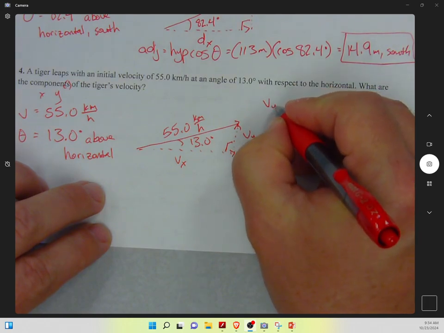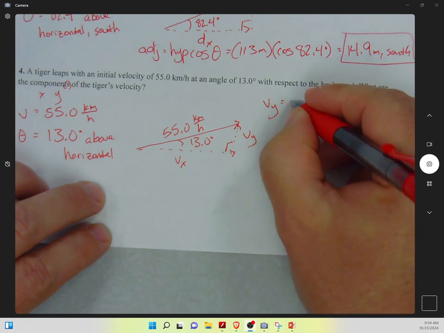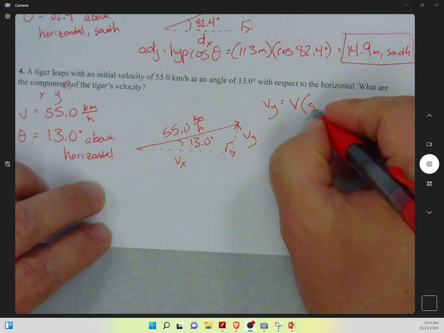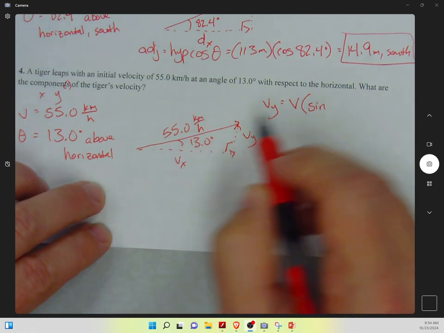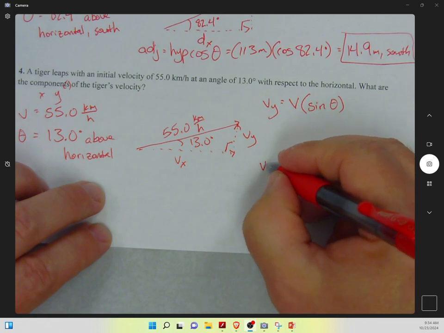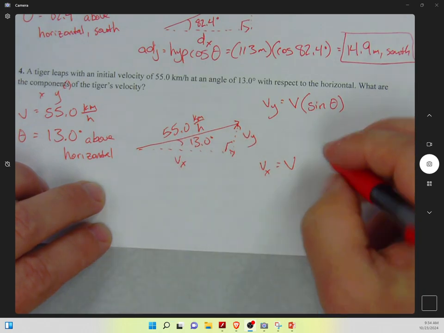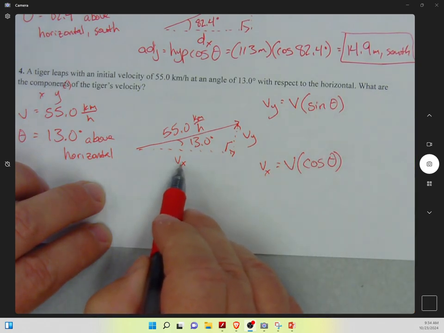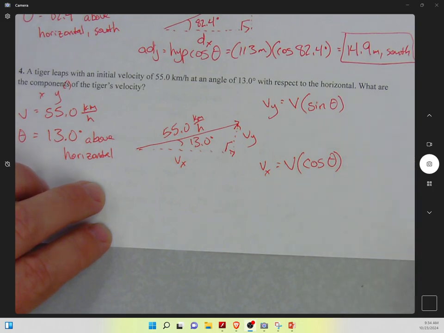So the y component of the velocity is going to be the velocity, which is the hypotenuse, multiplied by sine, because the y component over here is opposite the angle. And then the horizontal component is again going to be the original velocity, because that's the hypotenuse, multiplied by the cosine of the angle, because the x component of the velocity is the adjacent side to the angle that we're looking at.